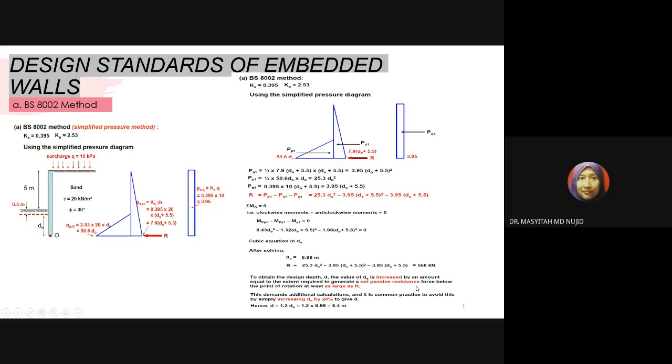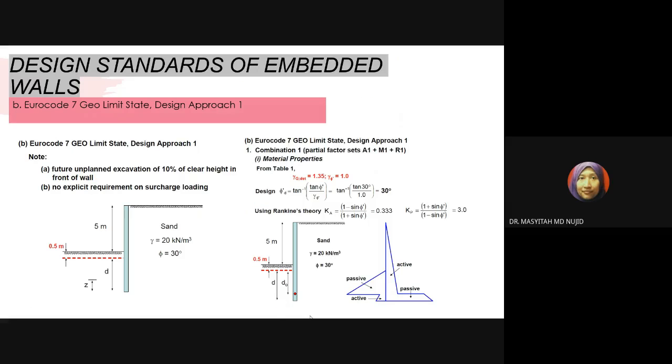So we have to check the net passive resistance. This demands additional calculation and it is common practice to avoid this by increasing D naught by 20% to give D. So in order to get the final D, we take 1.2 D naught. So what we have here is D equal to 8.4. Remember just now, before we started the analysis design, we assumed the 10% unplanned excavation. So at the last stage of the design, we have to increase back to determine the final value of D.